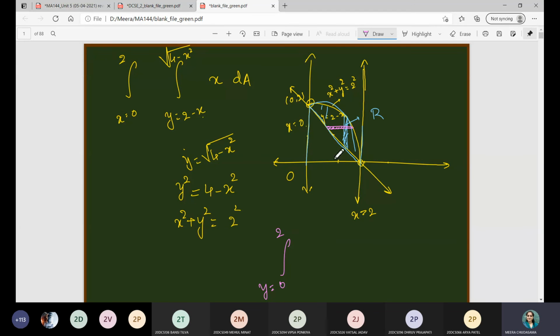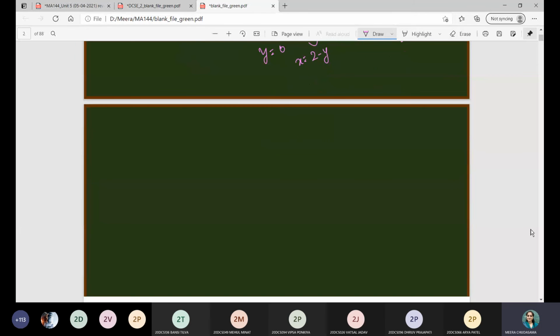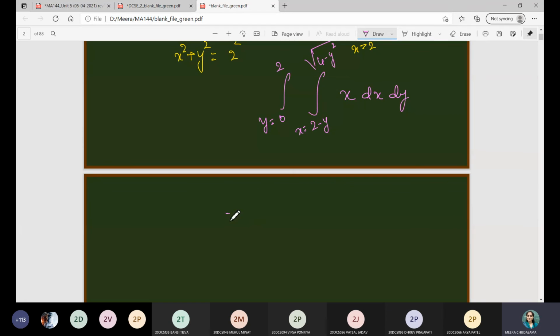y वेरिएबल जब भी ये स्ट्रिप को y एक्सिस में मूव करोगे कांस्टेंट लिमिट आएगी, और x वेरिएबल की लिमिट कहाँ से कहाँ मूव हो रही है? तो this line to this curve. So this line in terms of x is nothing but x is equal to 2 minus y, to x square, the limit in terms of y. So what it will be? 4 minus y square. Yes, integrand will remain same. Then this is in terms of x, so first dx and then dy, right?